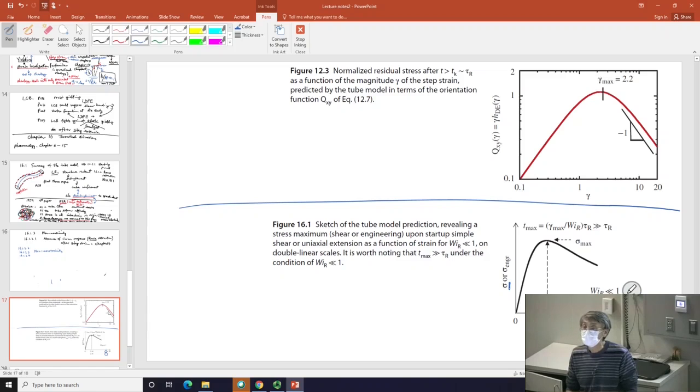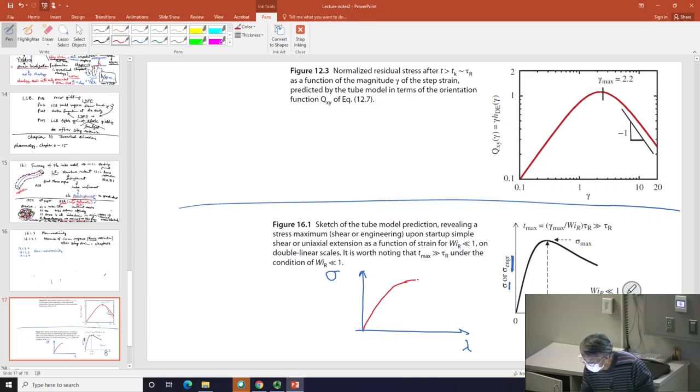Then if you do the parameterization right, as we do with engineering stress, the tube model also has the feature of a maximum in the engineering stress. And that arises from the fact that if you look at the true stress, we call it Cauchy stress, as a function of lambda, the tube model basically says it will soon reach steady state. Well, how soon? Sometime after.